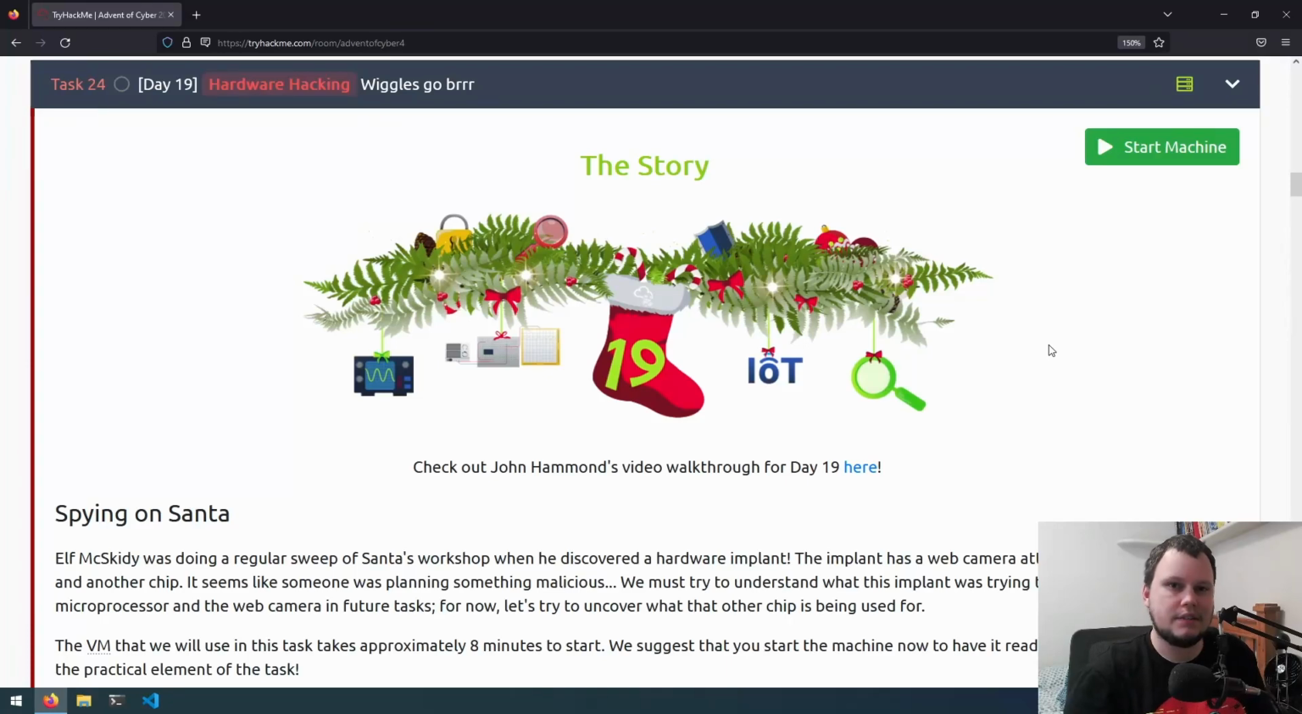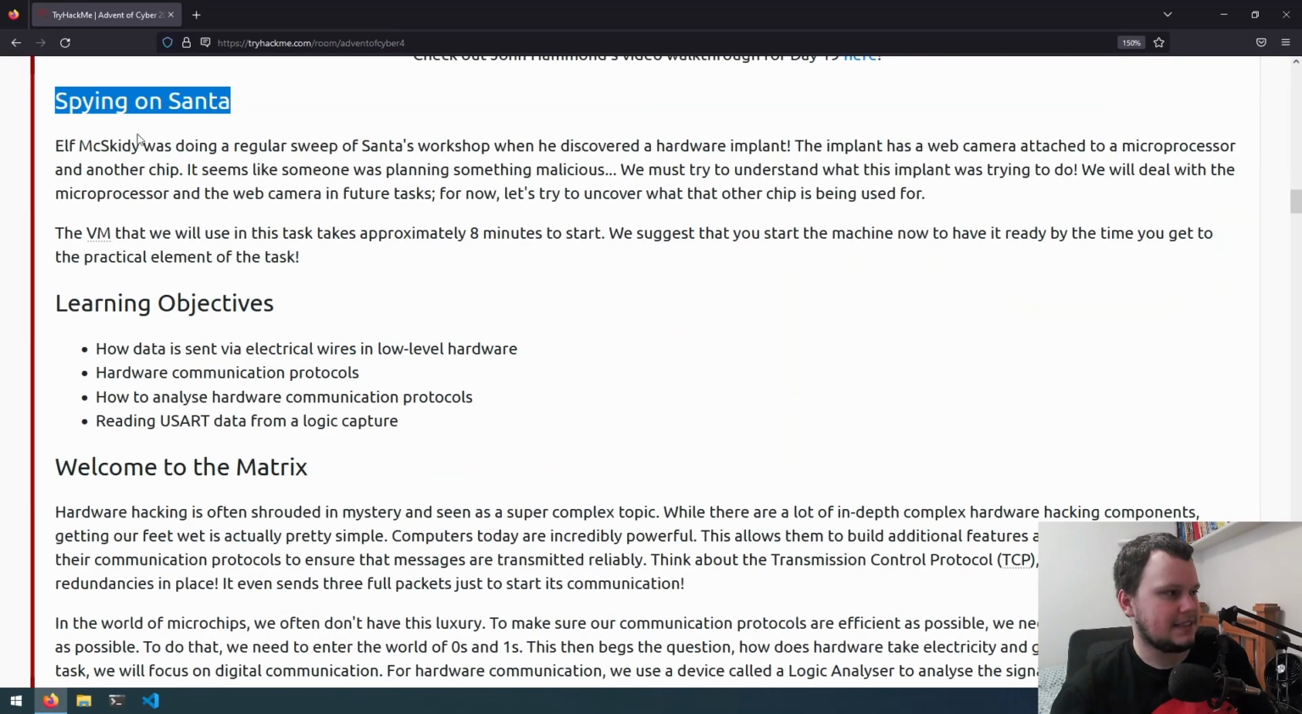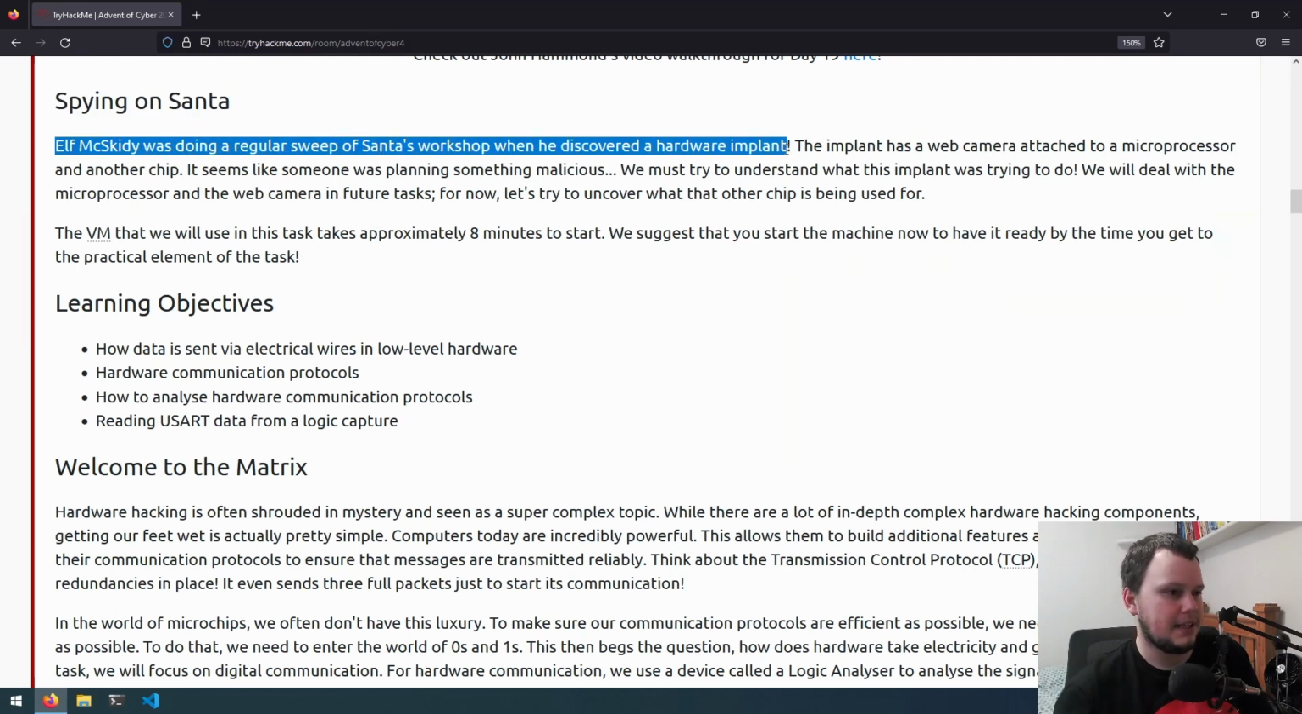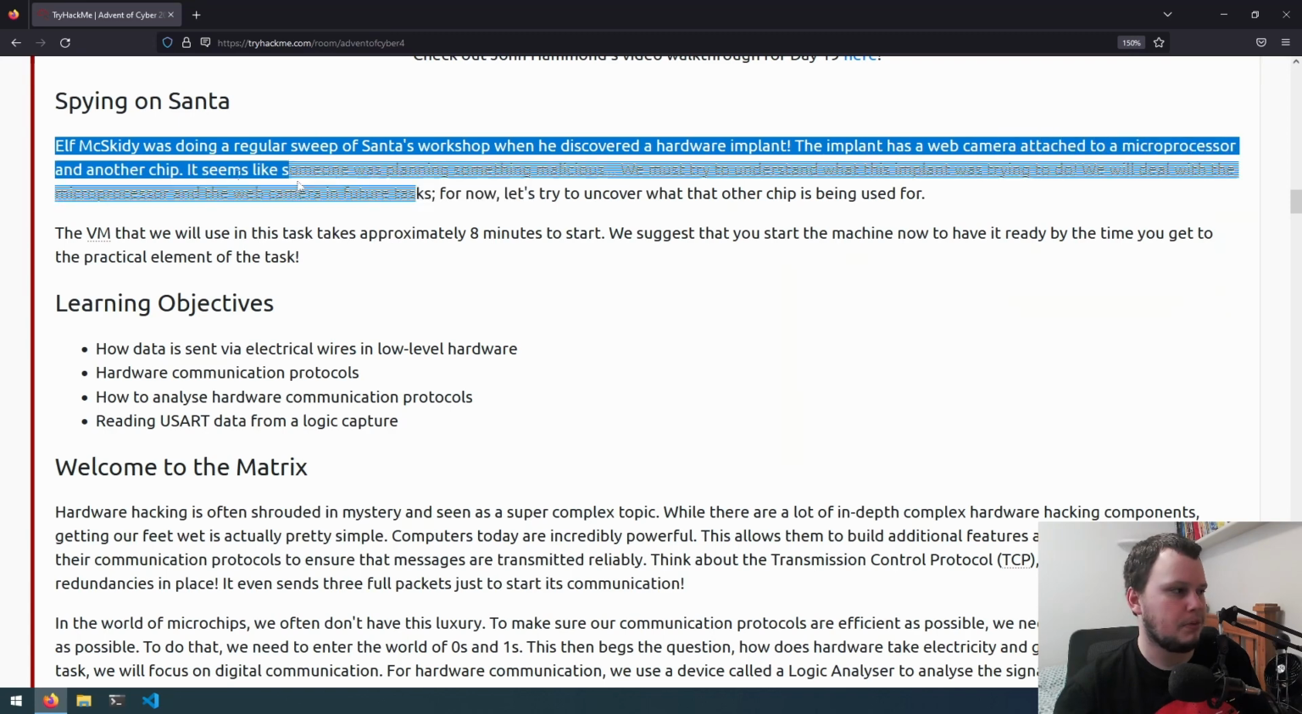This is day 19 of Advent of Cyber, and this challenge is called Wiggles Go Brrr. Spying on Santa. Elfin Skitty was doing a regular sweep of Santa's workshop when he discovered a hardware implant. The implant has a web camera attached to a microprocessor and another chip. It seems like someone was planning something malicious.